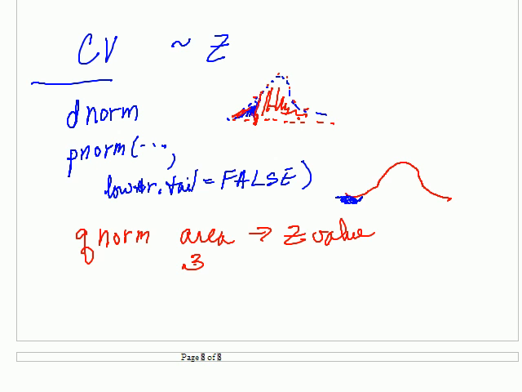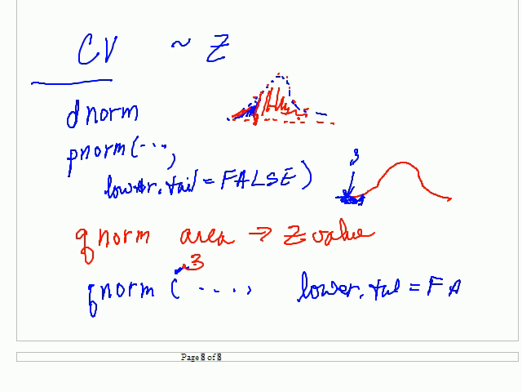Well, 3 is a little bit high, isn't it? I put it at 0.3. You want this area to be 0.3, and you want to know the Z value that's right at the edge of that area. If you tell it qnorm, and you specify some parameters, and then you go lower dot tail equals false, then you want to find the Z value that would be on the edge right up here. Okay, so what is this giving you? This is giving you the critical values that you need for your hypothesis testing.